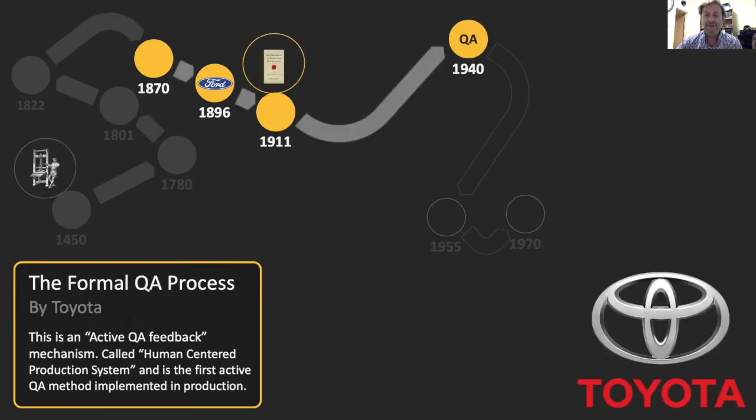In 1940, Toyota introduced an active QA feedback mechanism. This process provided assembly line workers with the ability to offer observations and improvements to the production process. Feedback is the secret to good product experience.